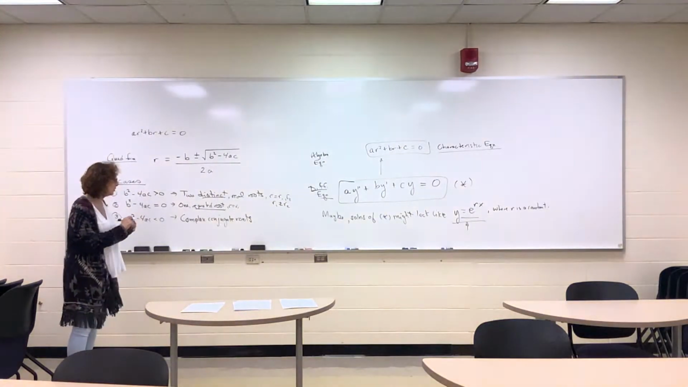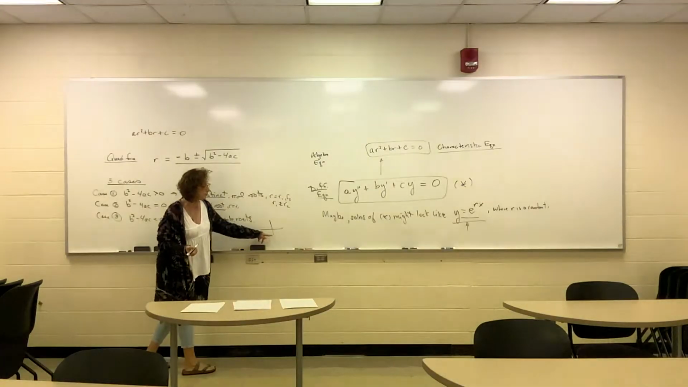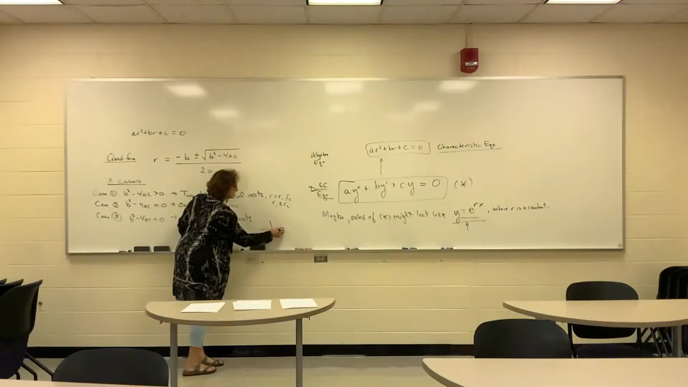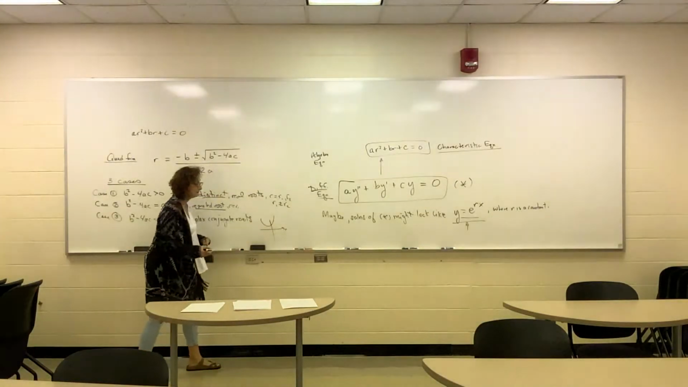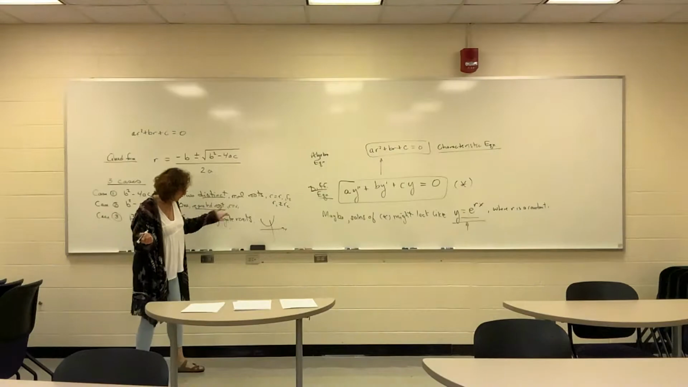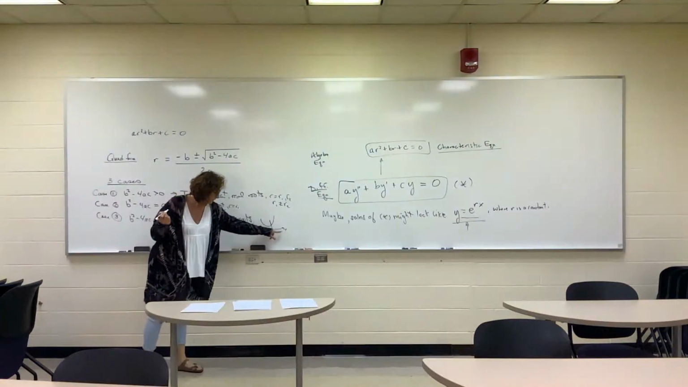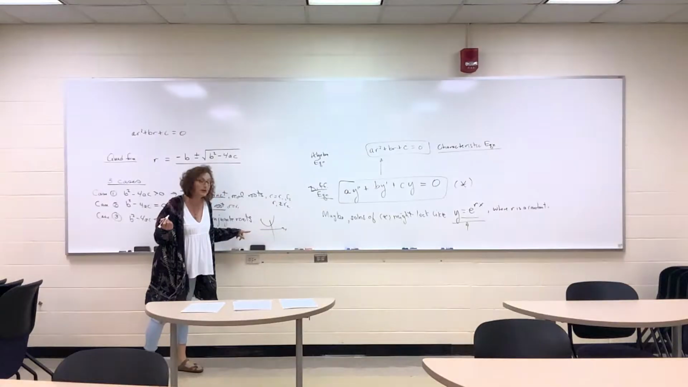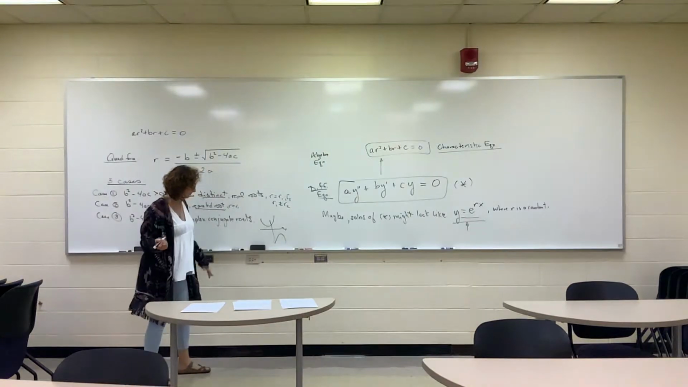Okay, so what does that mean about your parabola? It never intersects the real axis, right? The roots of this function are complex conjugates because there are no real roots. You never intersect the horizontal, right?